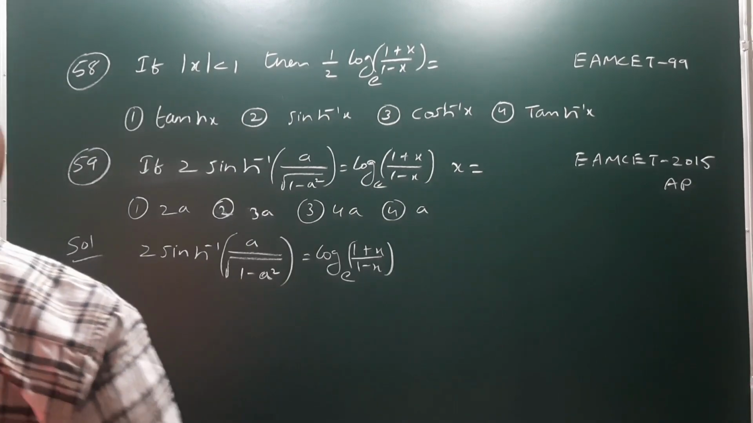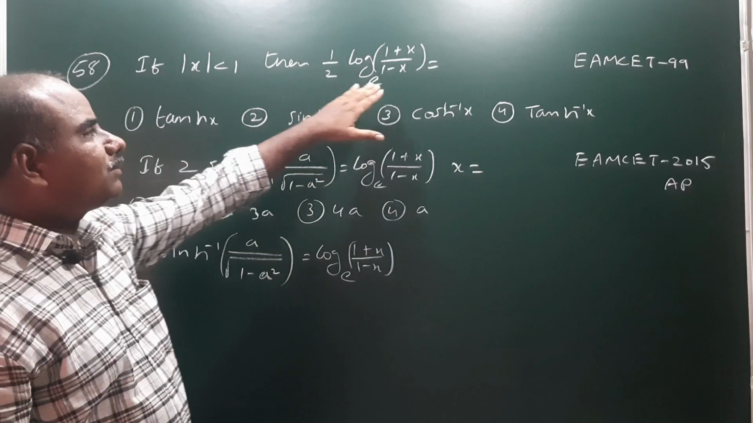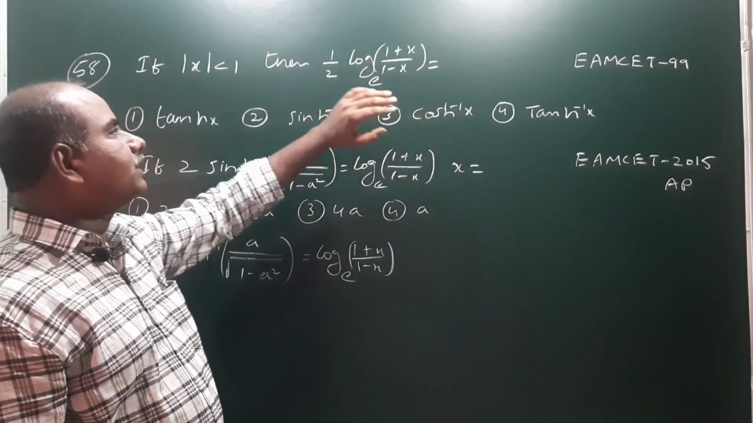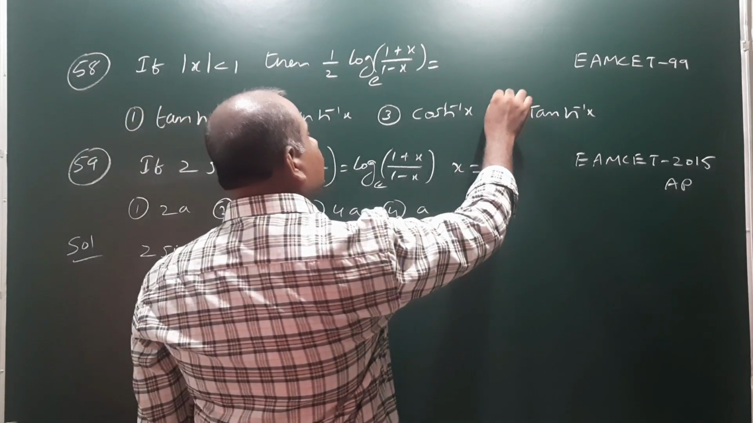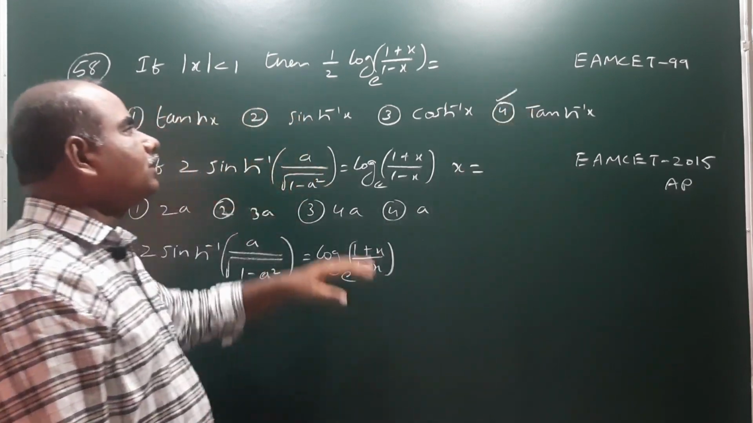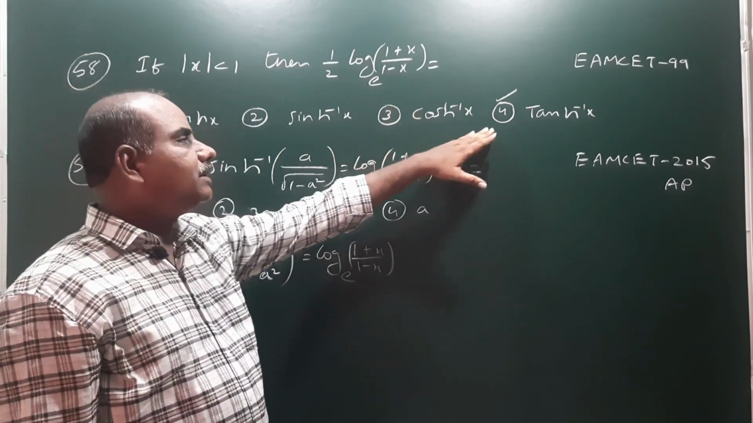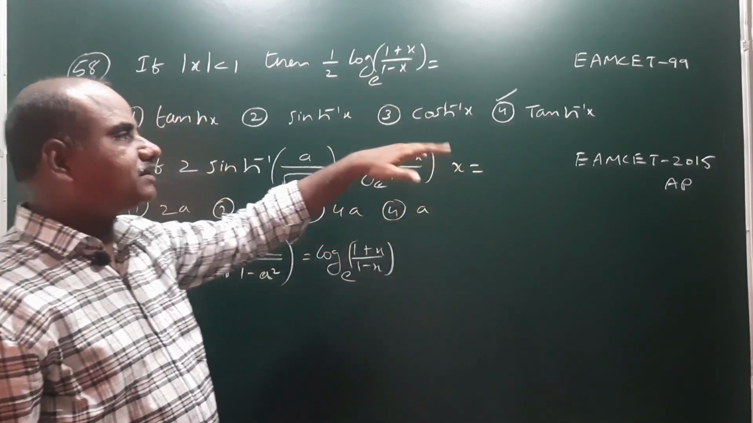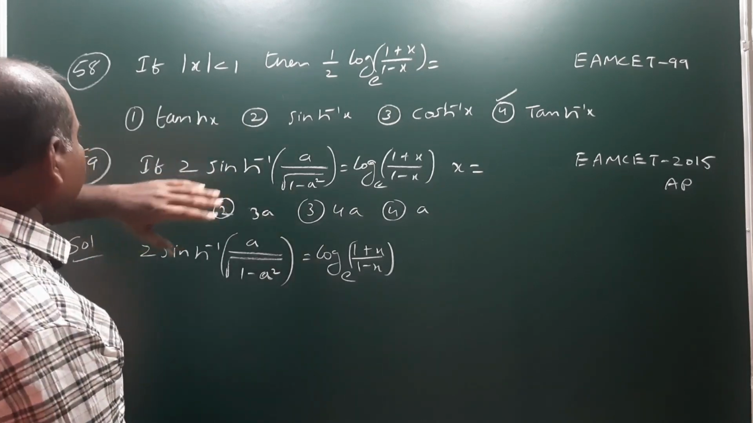Okay, 58th problem. If mod x less than 1, then 1 by 2 log 1 plus x by 1 minus x base c is nothing but the formula of tan h inverse x. So there is nothing to do here, it is just a formula: 1 by 2 log 1 plus x by 1 minus x base c is the formula for tan h inverse x. Previous EAMCET problem. So option 4 is the right answer.